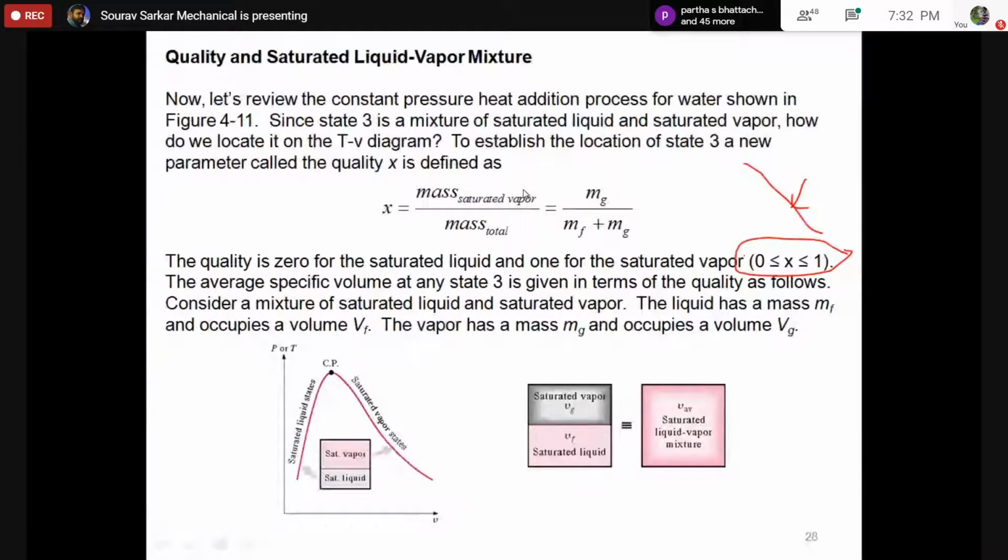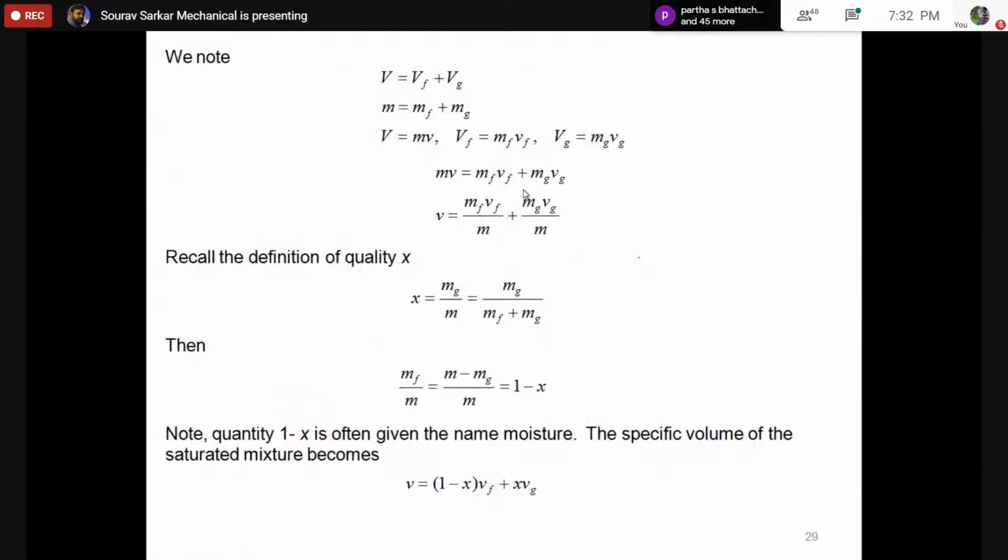Okay. Now let's see. So what I can do is, if this is my total volume, this total volume can be written as Vf plus Vg. This V means some intermediate mixture. It relates to some mixture.